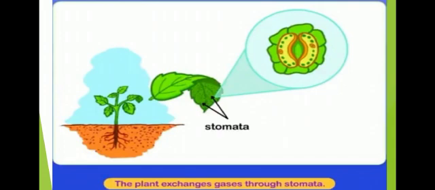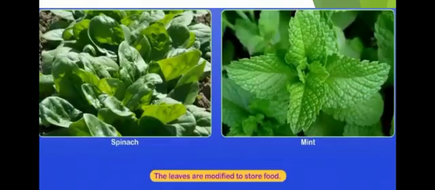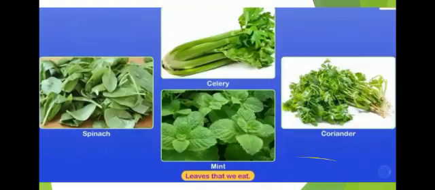Next, stomata. The leaf also contains stomata. The stomata exchange gases. The main function is the exchange of gases. We already know that plants take in carbon dioxide and release oxygen. The leaves of some plants are edible and rich in nutrients. Examples: spinach, mint, coriander. These are the leaves that we eat.